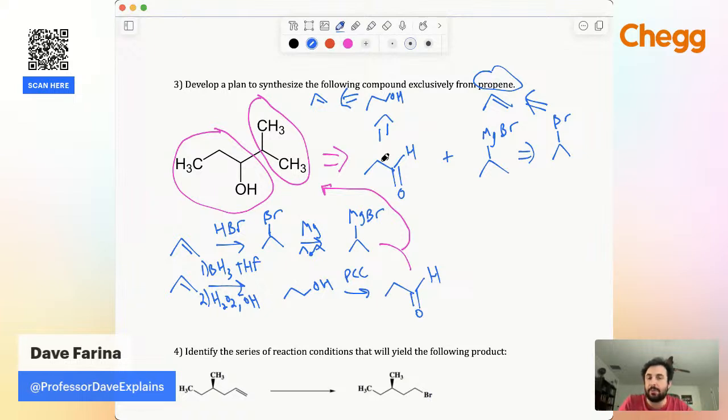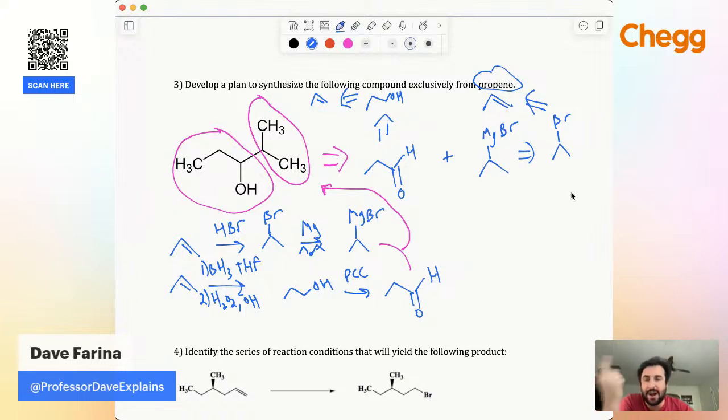So this is a great one, right? It's making us think retrosynthetically, first of all, and then in the forward direction, it's testing our ability to recollect important addition reactions because we're going from propene. So if you have propene, what are you going to do? You got to do addition reactions. If you want to add functionality to an alkene, you're going to do addition reactions.